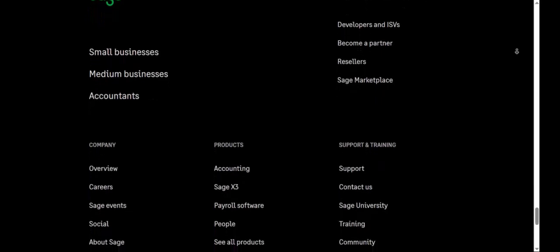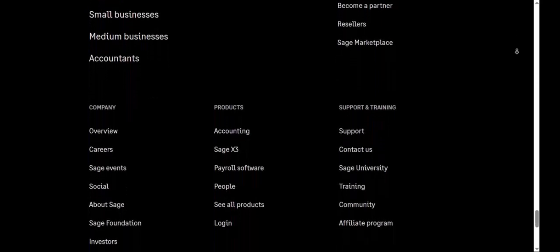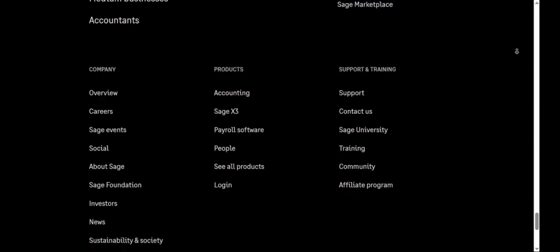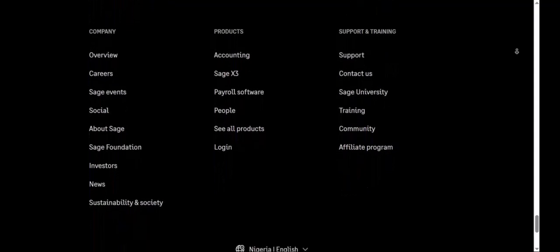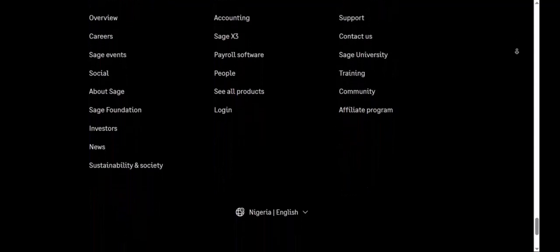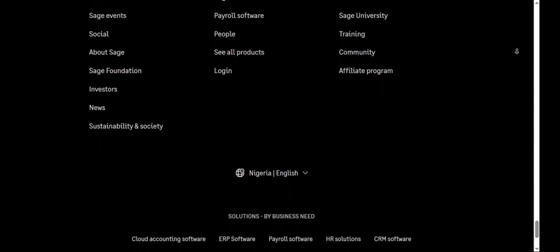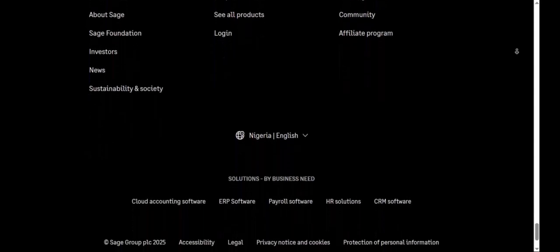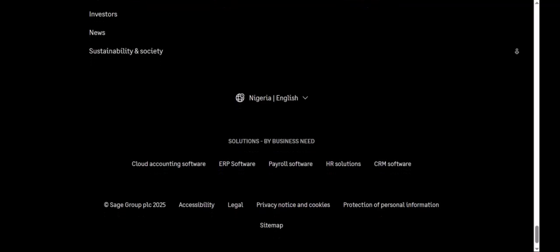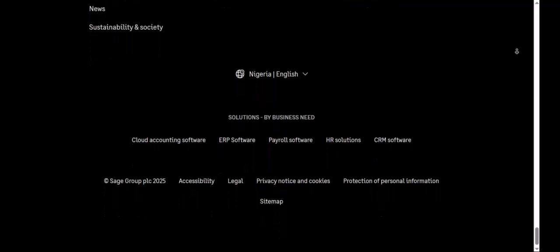Data requirements, the fuel for your financial engine. The successful implementation of Sage Intacct heavily relies on the quality and preparedness of your financial data. Migrating your existing financial information accurately and efficiently is a critical step. This involves identifying the data you need to transfer, such as your chart of accounts, customer and vendor details, historical transaction data, and opening balances.